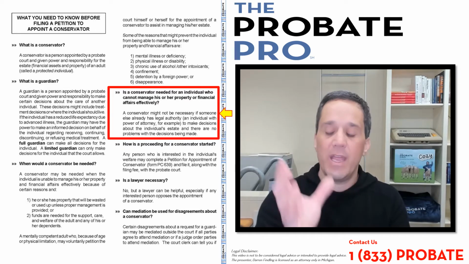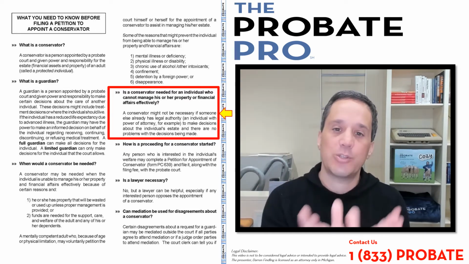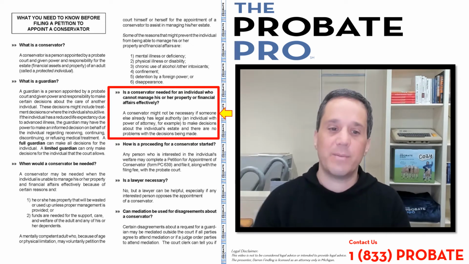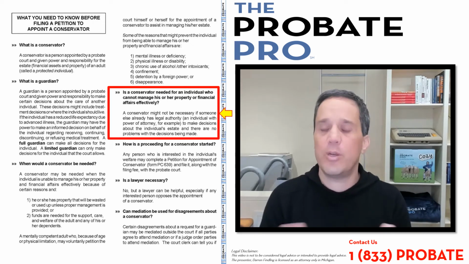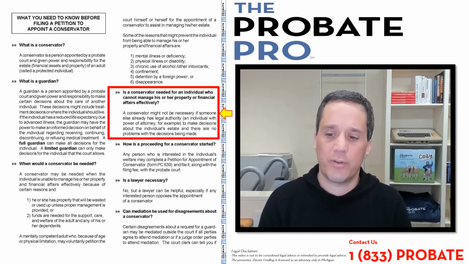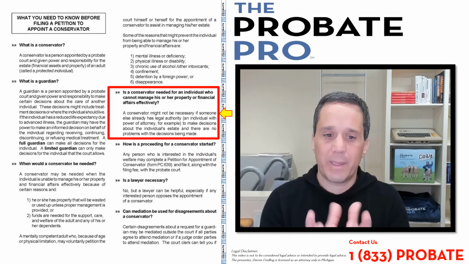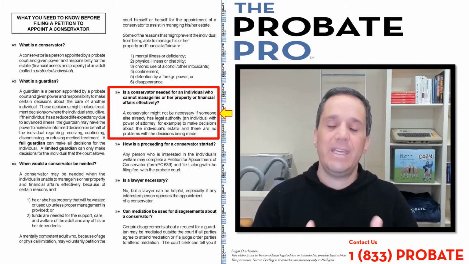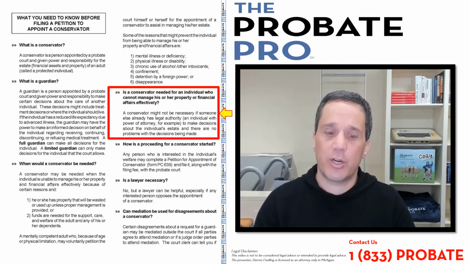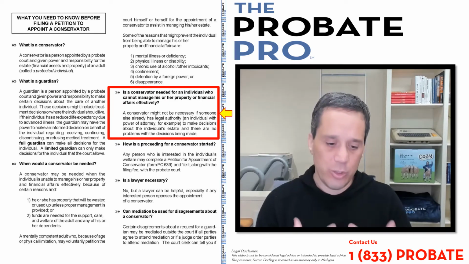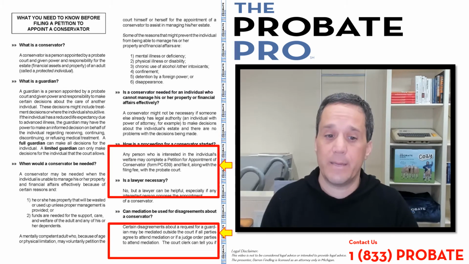So for example, if there's a power of attorney in place already, and that person has named their attorney in fact to make decisions for them, then there'd be no need to appoint a conservator unless, of course, that power of attorney is defective or being handled inappropriately. So a power of attorney would replace the need for an appointment of a conservator as long as the power of attorney is effective and the person using the power of attorney is doing it correctly.